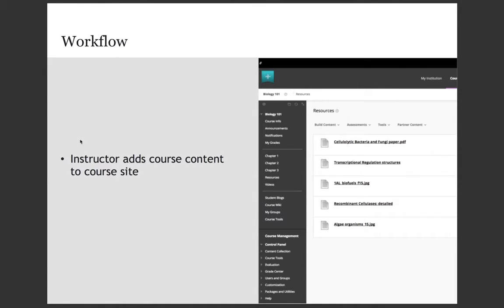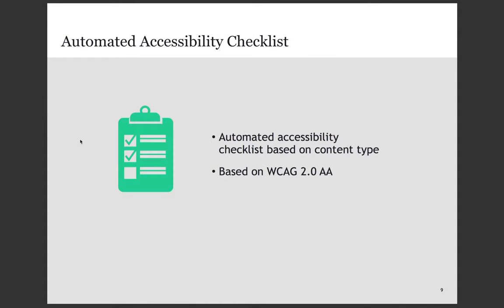So as an instructor, you go in, you add your course content, and at that point, Ally will automatically pick up on it in the background. It'll do a number of things to it. First of all, it'll check what type of content this is. Is it a PDF, or a Word document? Is it a presentation? Is it an image? Is it HTML? Is it something else? Note that this all happens automatically in the background, so as an instructor or as an institution, you don't have to manually trigger anything.